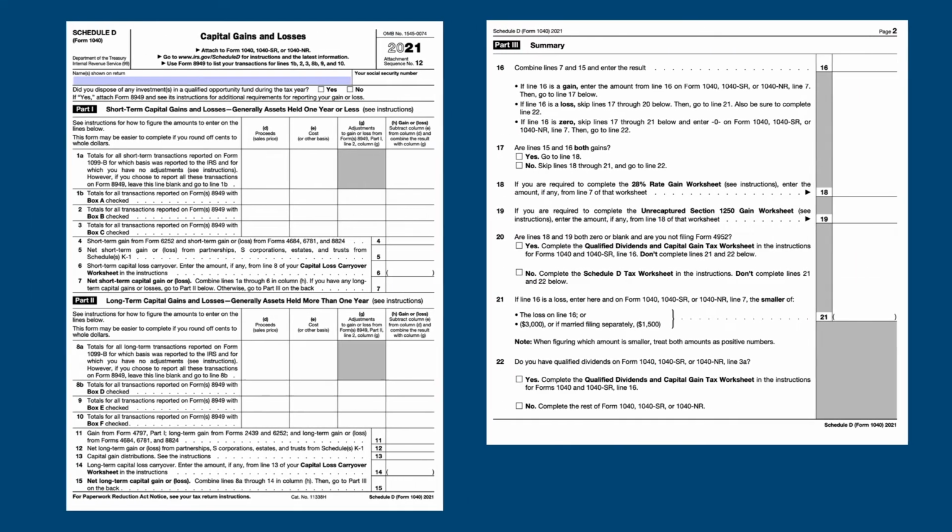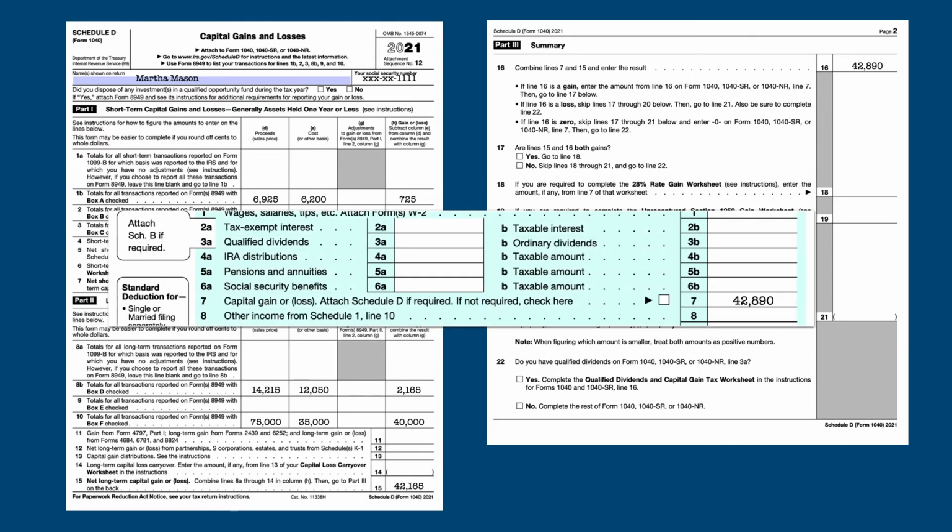The totals from parts 1 and 2 of each Form 8949 are entered on Schedule D, totaled on lines 7 and 15 of page 1 of Schedule D, and the total of lines 7 and 15 of the form is entered on line 16. This is the amount Martha enters on line 7 of her Form 1040.